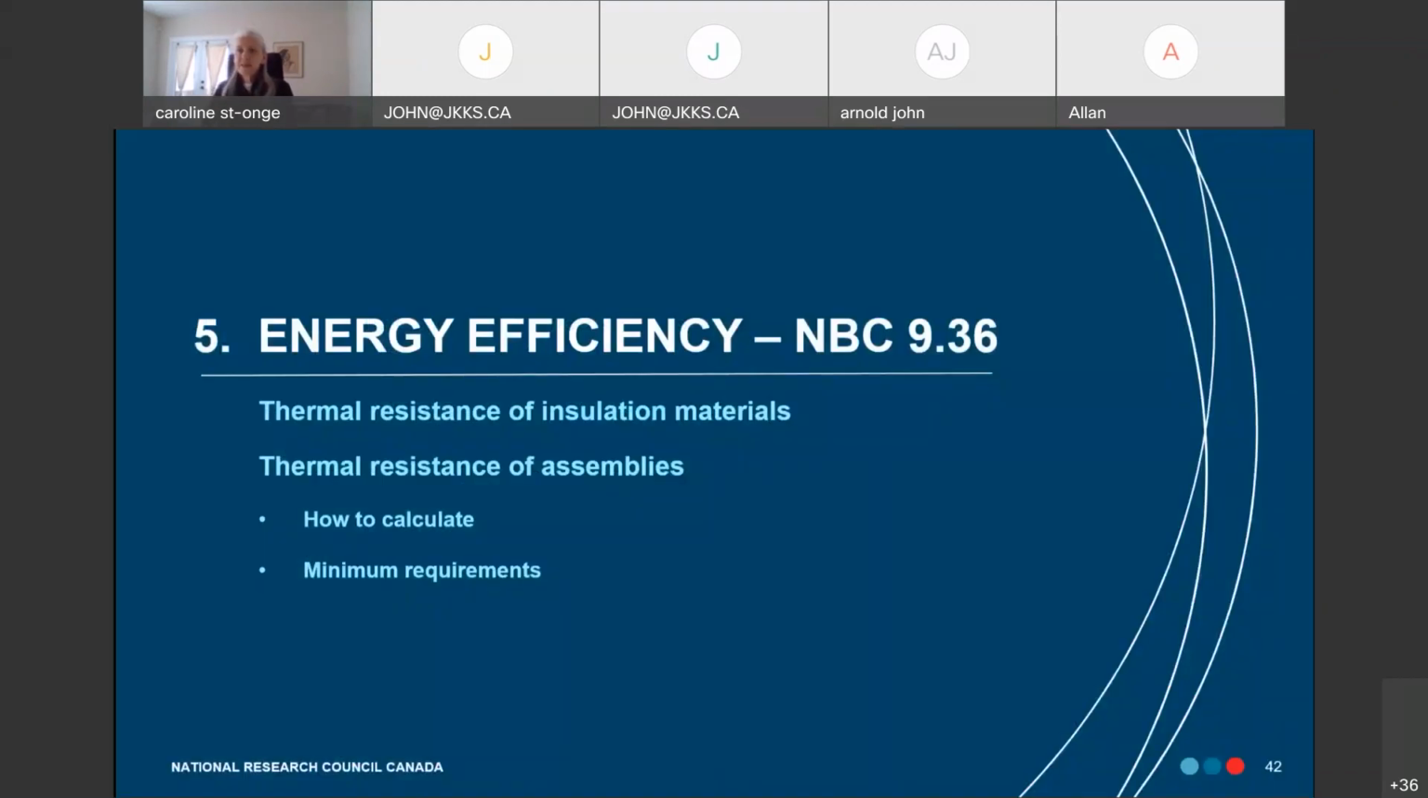This is the last segment, and it relates to energy efficiency with respect to thermal resistance. I will show an example, actually, of how to calculate the thermal resistance of an assembly per the code, and where to look for the minimum requirements of the code.